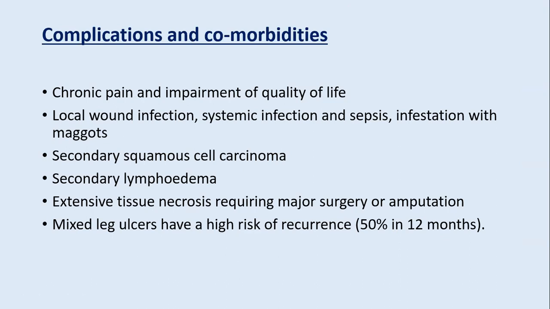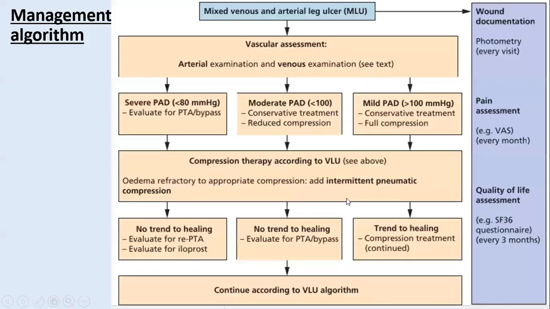Complications and comorbidities are chronic pain and impairment of quality of life, local wound infection, systemic infection, sepsis and infestation with maggots, secondary SCC, secondary lymphedema, extensive tissue necrosis requiring major surgery or maybe amputation, and there is a high risk of recurrence in mixed leg ulcers, that is 50% risk in 1 year. The recommended investigations are the same as mentioned before in the section of venous leg ulcers.